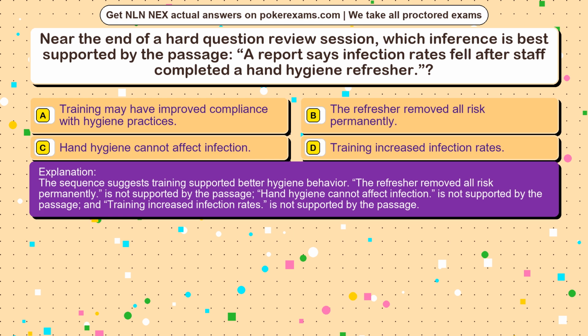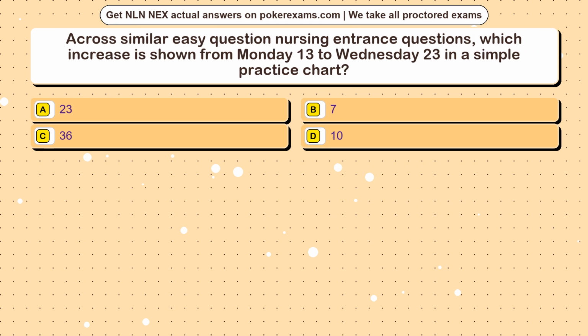Question 20. Across similar easy question nursing entrance questions, which increase is shown from Monday 13 to Wednesday 23 in a simple practice chart? Option A, 23. Option B, 7. Option C, 36. Option D, 10.